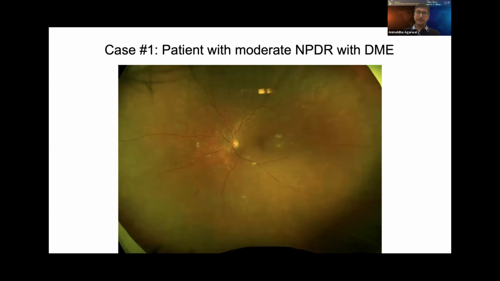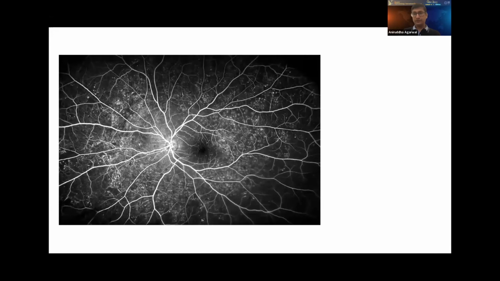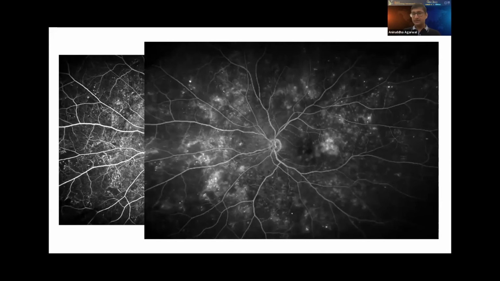And one of these was a usual patient of moderate DME, moderate NPDR with DME in the left eye I'm showing you specifically. And you can see the fluorescein angiography shows you leakage from microaneurysms all over. Now, there is no obvious NVE, so this really did not merit mandatory anti-VEGF treatment. You can see that there is a diffuse leakage temporal to the fovea.